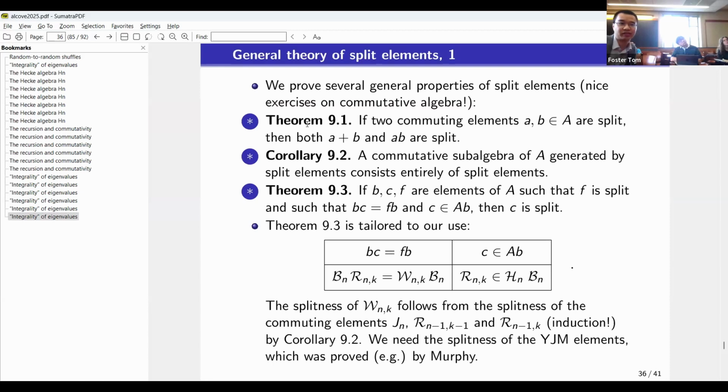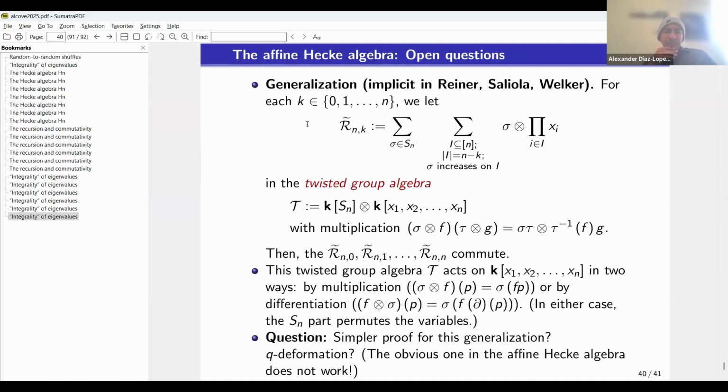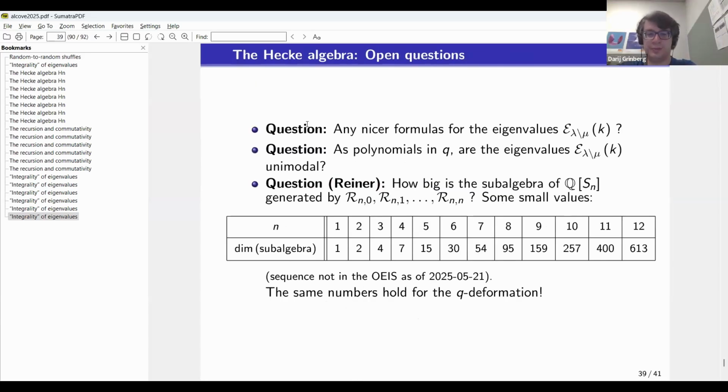Alexander, I see you raised your hand. Feel free to speak up and ask. Yes, hi Darij. Quick question. I think there was a slide where you quickly showed the dimension of the subalgebra generated by the R's.